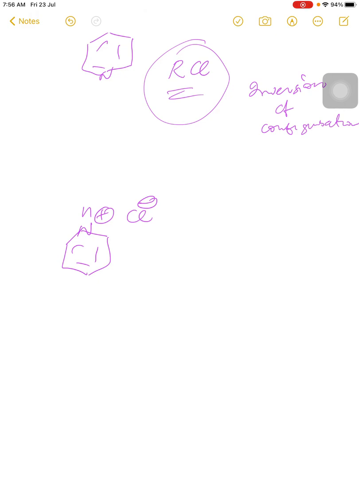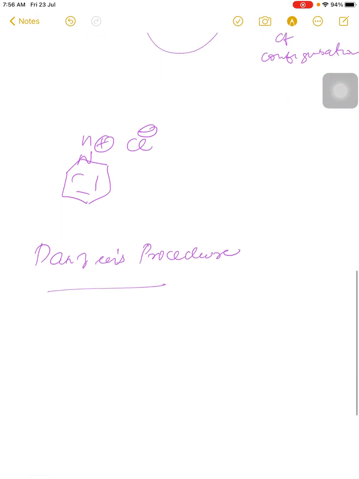The reaction of alcohols with thionyl chloride in the presence of pyridine is known as Darzens' procedure. Darzens' procedure. So let us look into the mechanism once.